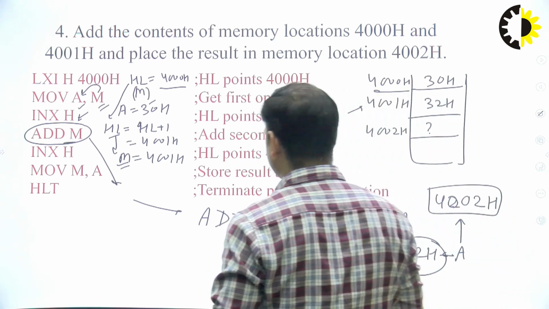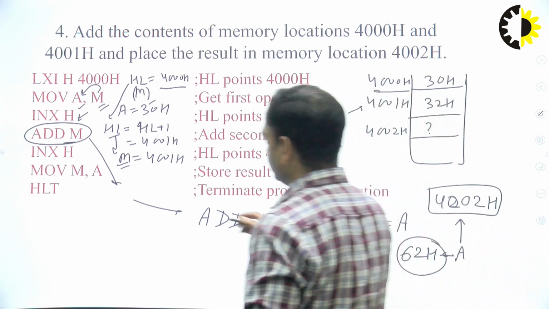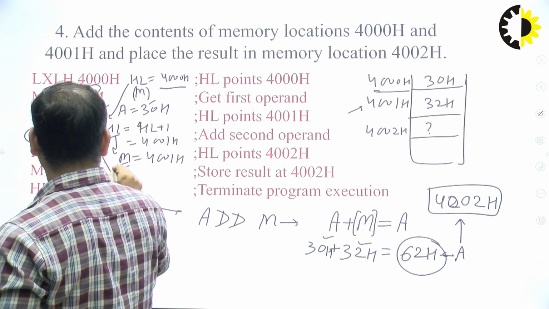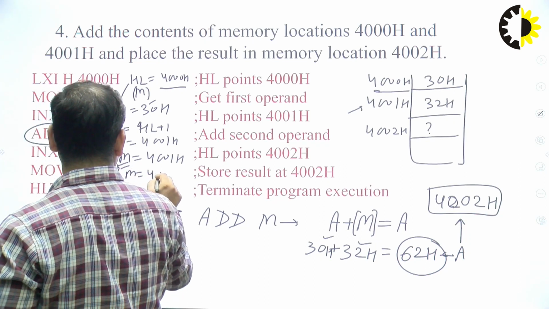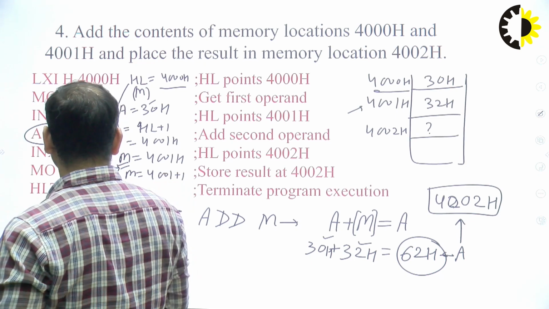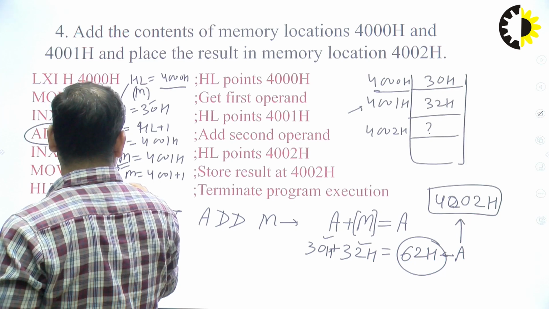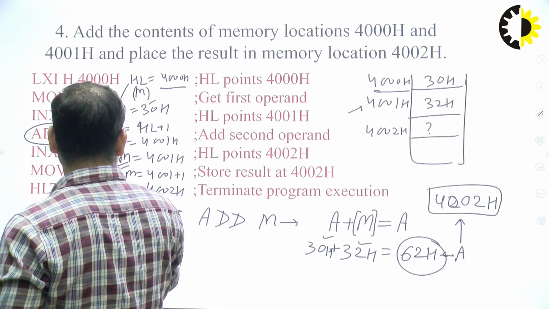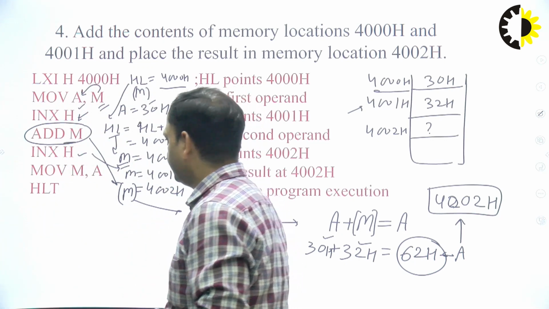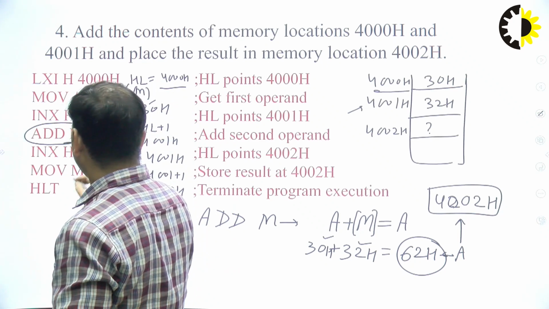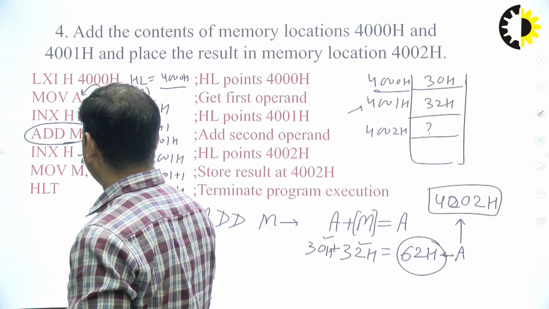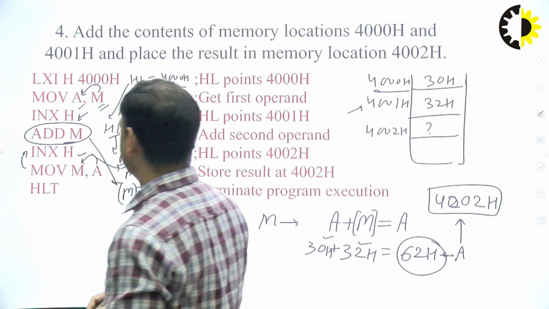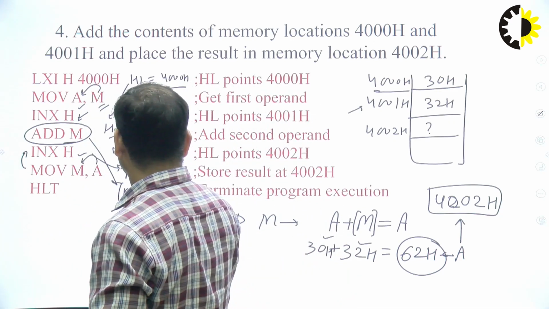For that we have the instruction INX H. At this point, what is the value of M? M will become 4001 plus 1 because this is the increment. So the increment of this one will become 4002H. This is the updated HL pair register. Then MOV M, A. What is the meaning of this? The content of the accumulator will move into the memory location specified by the just previous HL pair register. This time it is 4002H.